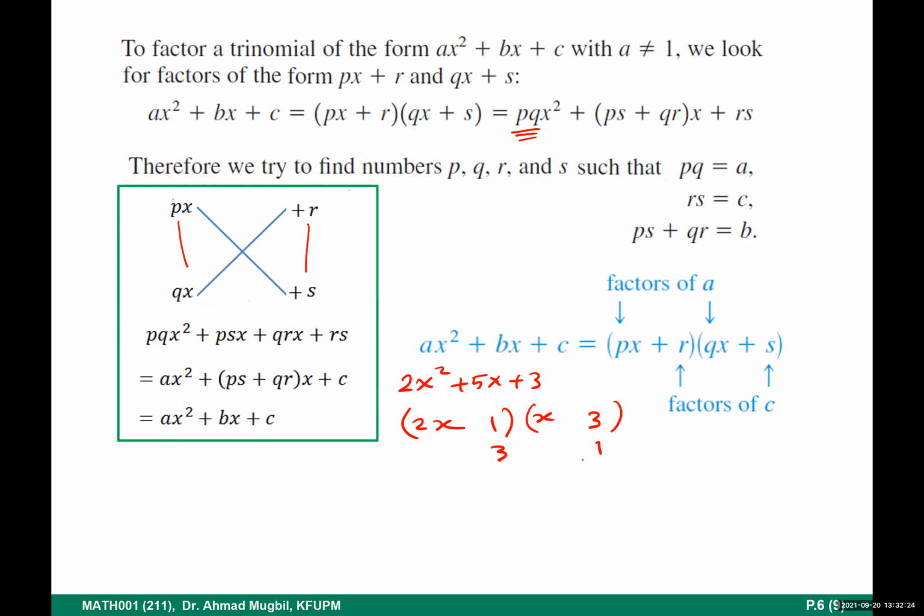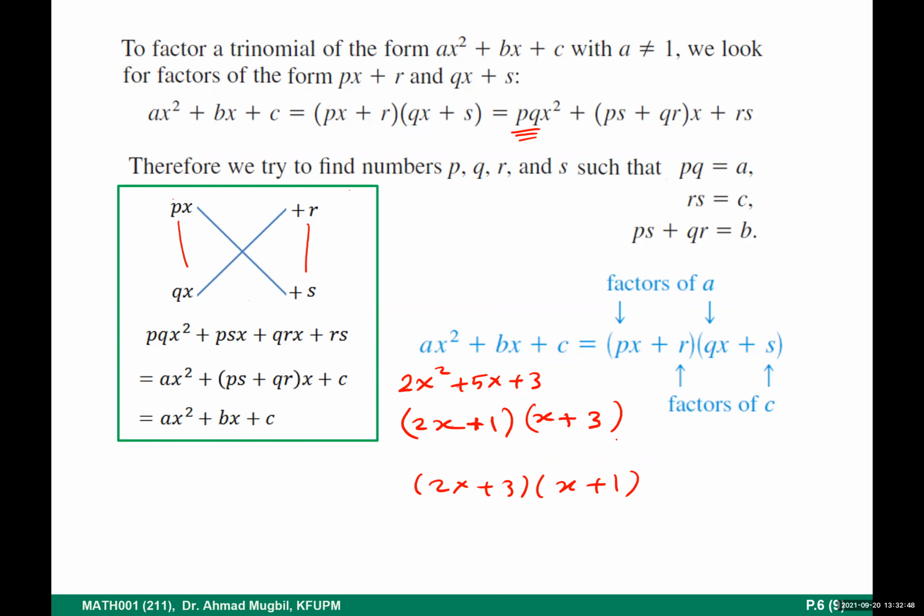This is why they call it trial and error. Now we are lucky also because both signs are positive. So both numbers are positive. Now it is about 2x plus 1 times x plus 3, or it could be 2x plus 3 times x plus 1. So what do you think? Which one is the right one?